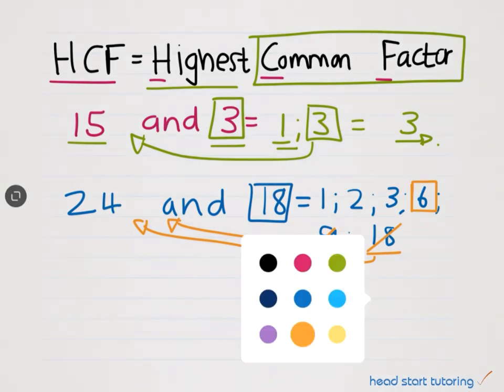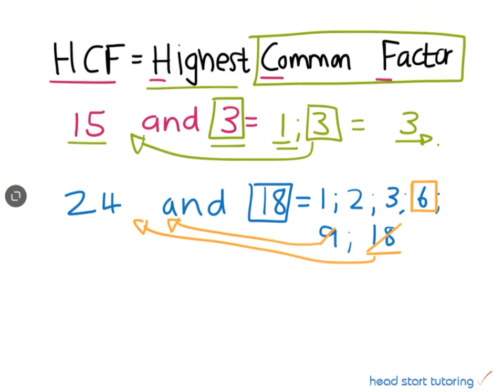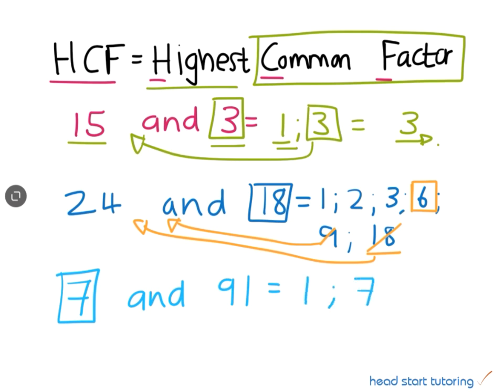If we have a look at the highest common factor between 7 and 91, we then need to list the factors of 7, which is 1 and 7. We then need to have a look. Yes, we know that 1 is a factor of 91 because 1 is a factor of all numbers, but now we need to have a look to see whether 7 fits perfectly into 91.